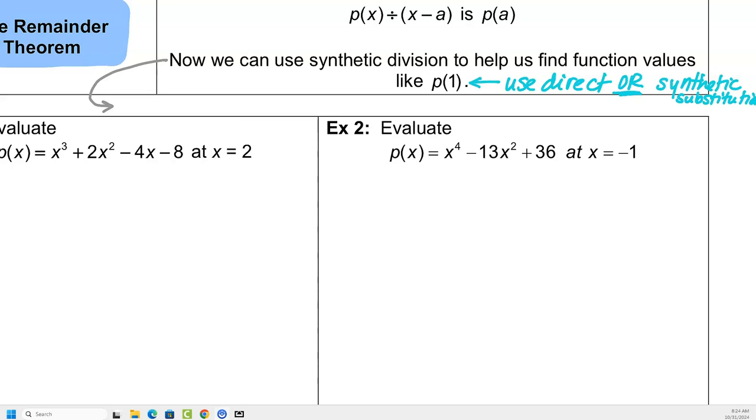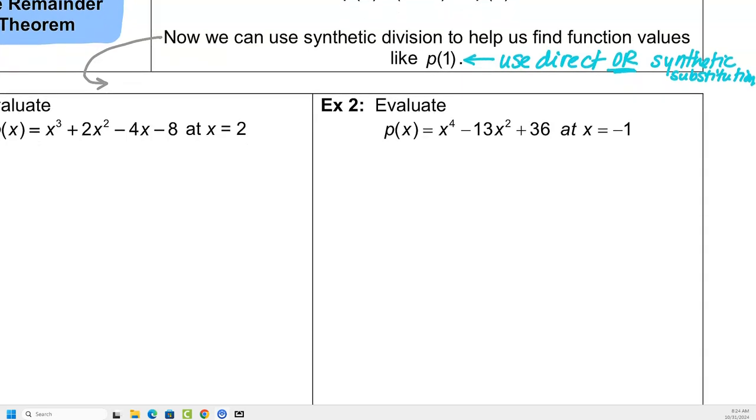So ultimately, what's going to be really cool is we're going to be graphing in the next unit. And so we're going to use this to help find points on the graph. So I'll say we will use this fact to find points on polynomials to graph.